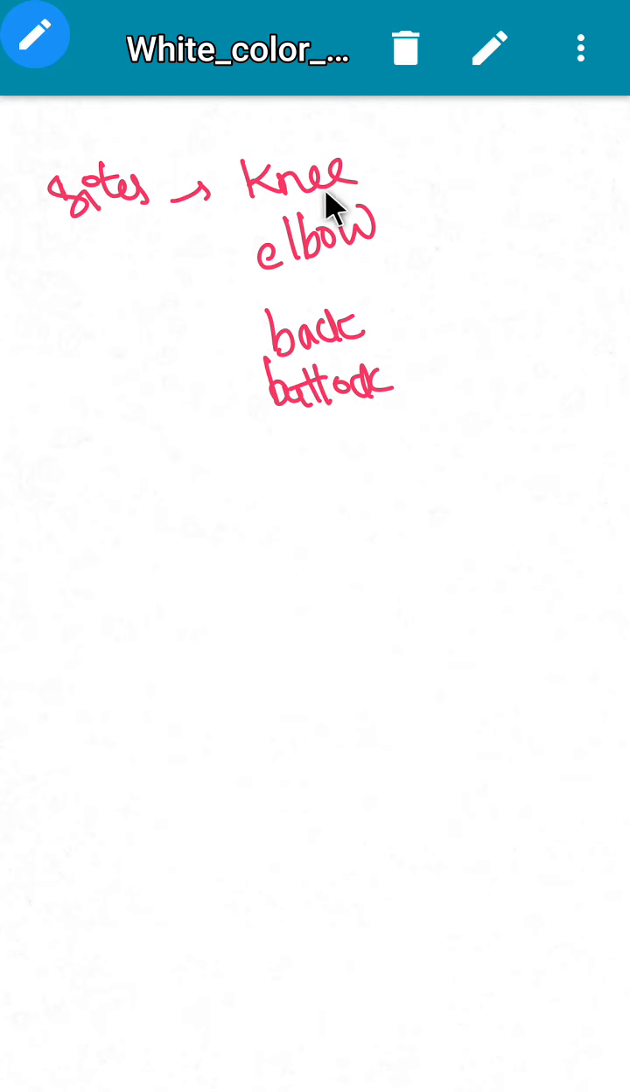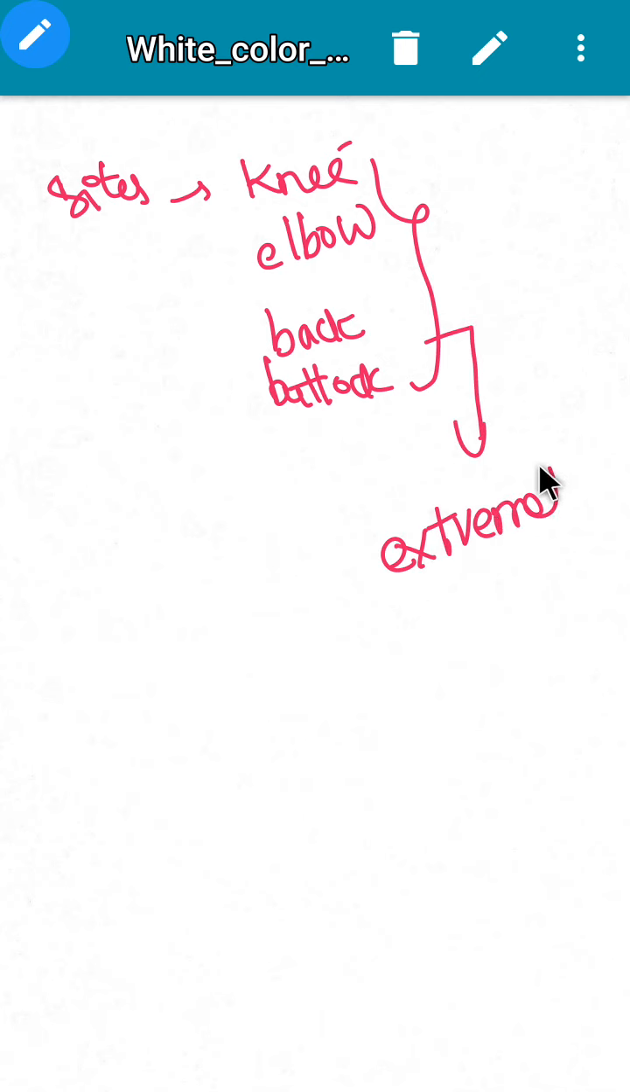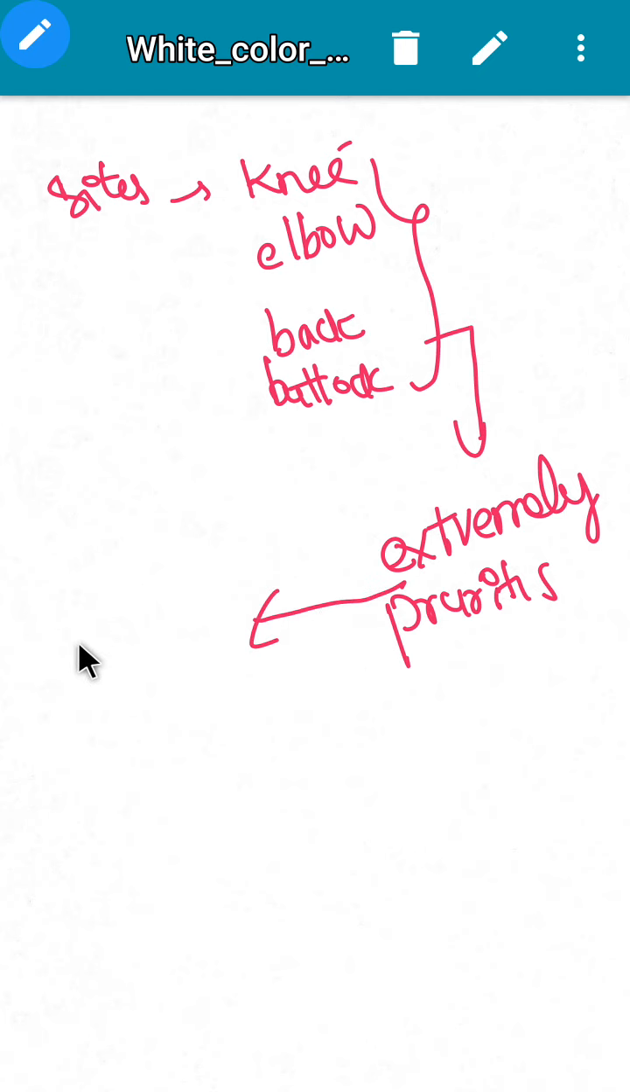These blisters are extremely pruritic. Remember this. As these blisters are extremely pruritic, the patient will present with excoriated lesions. So this is how blisters are formed and the characteristics of blisters.